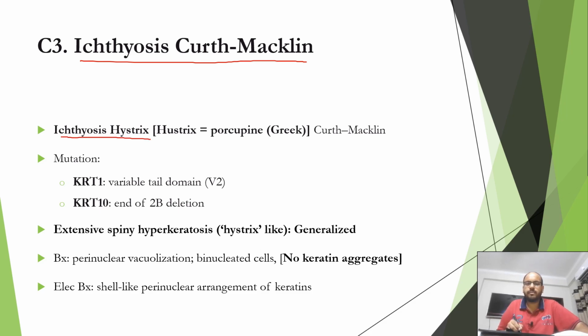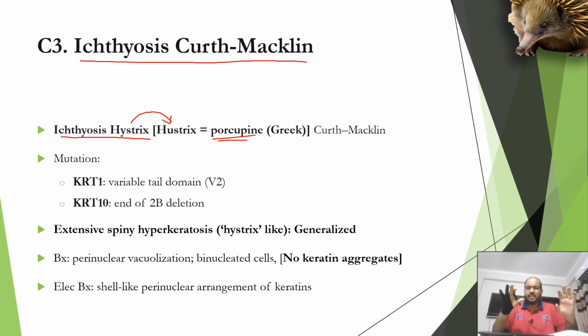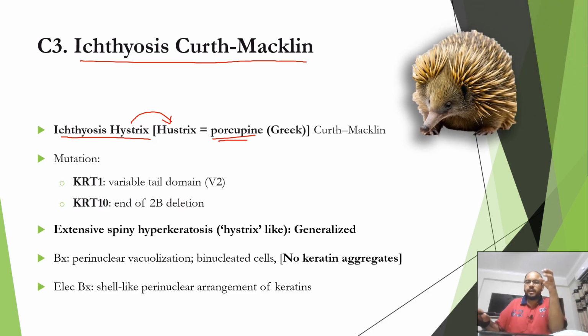And hystrix is a term which has come from the Greek word for porcupine. And I'm going to wait a bit for the porcupine to come. Now, here he comes. So, porcupine is a rodent, an animal from the rodent family which has very hard spikes on its back. And from there, the word hystrix has come, and it is now known as Ichthyosis hystrix.